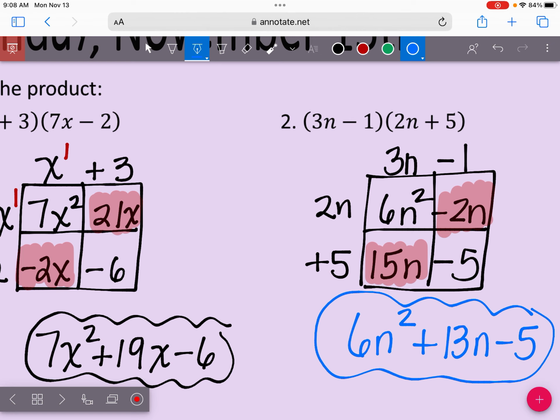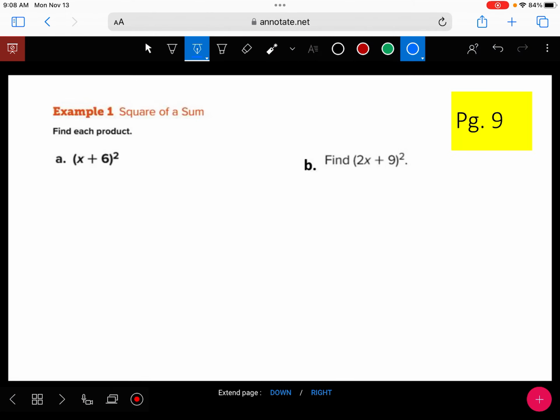We are taking chapter 11 and splitting it in half, so we're finishing up with the first half today. In your note packet, go ahead and go to page 9. And we're going to do a few of the special products.